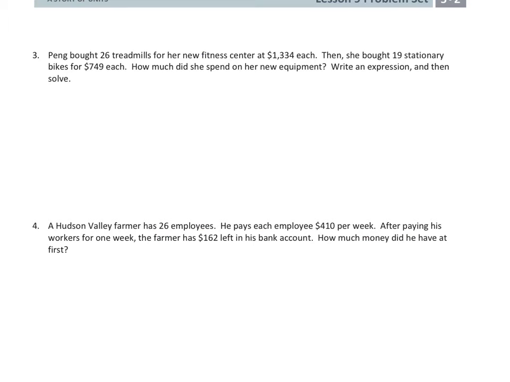All right, question number 3 says Peng bought 26 treadmills for her new fitness center at $1,334 each. Then she bought 19 stationary bikes for $749 each. They want to know how much money did she spend on her new equipment. They want us to write an expression. That means write the problem, and then they want us to solve. So we're going to set up the problem, how would we figure it out, and then solve to find the actual answer.